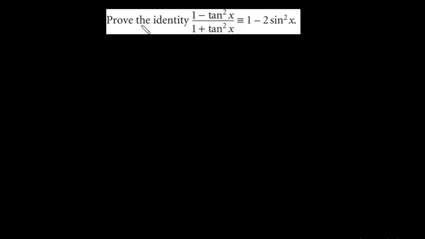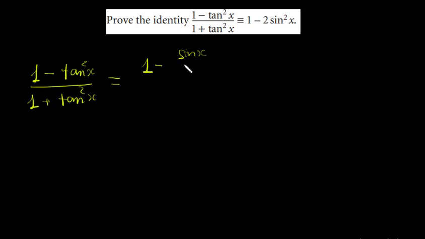Now I'm going to prove this identity as an example for you. I see this side and this side. For me, I would prefer the second method, so I would work on one side to make it into the other side. I will choose this one first. I have 1 minus tan squared x over 1 plus tan squared x, and I know that tan x is equal to sine x over cos x.